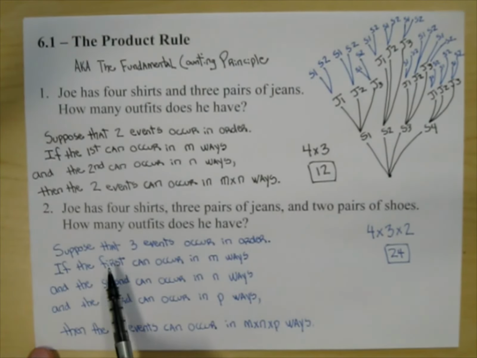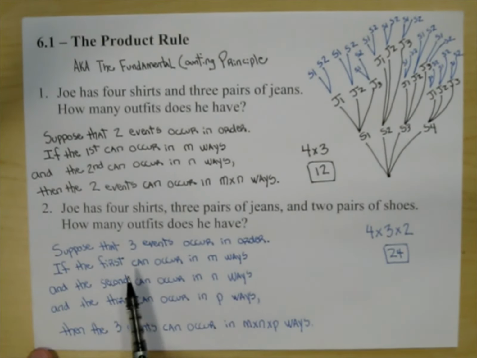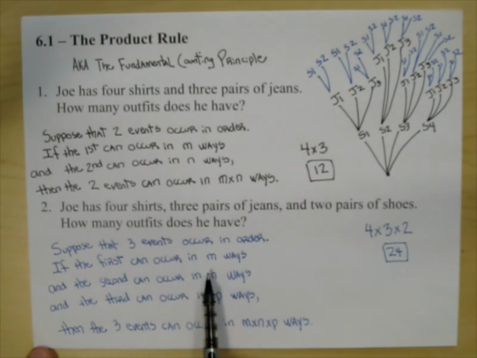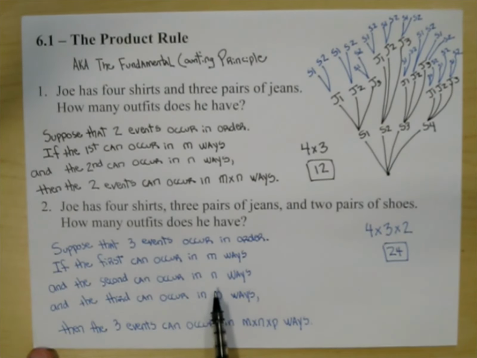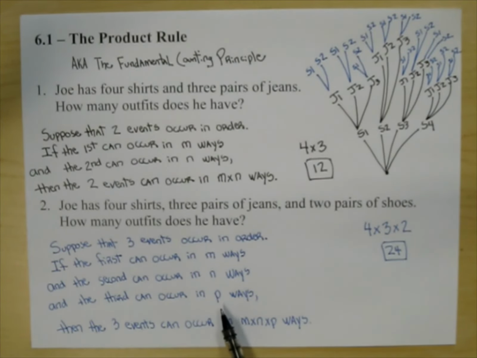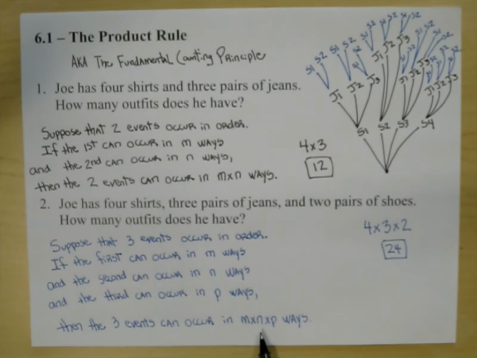Okay, so I wrote out the product rule for 3 events. Suppose that 3 events occur in order. The first can occur m ways, the second n ways, the third, I was going to use O, but that looks like a 0, so I used p ways. Then the 3 events can occur m times n times p ways. And that's what we have here.